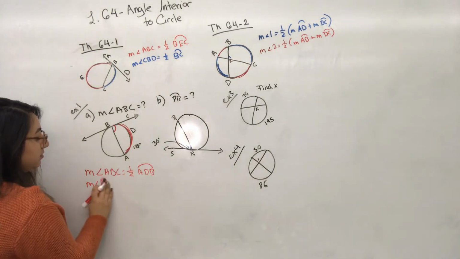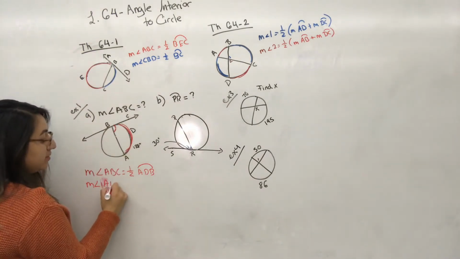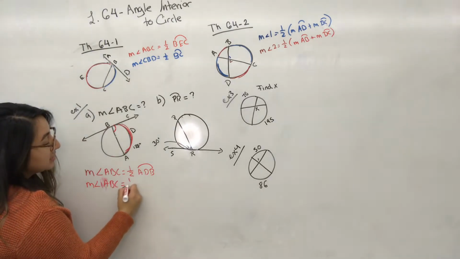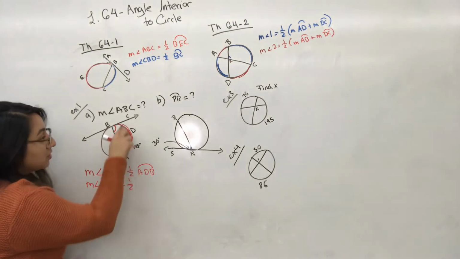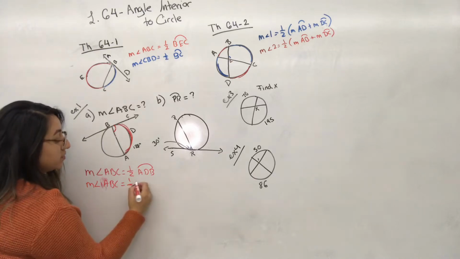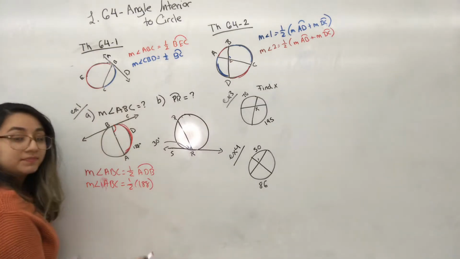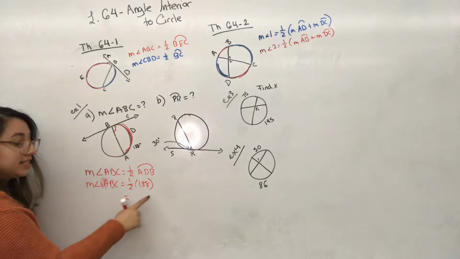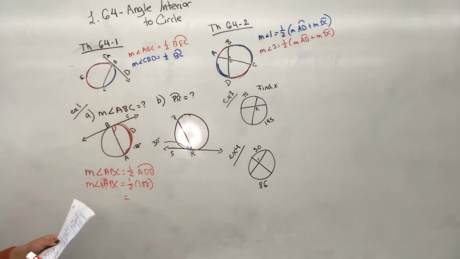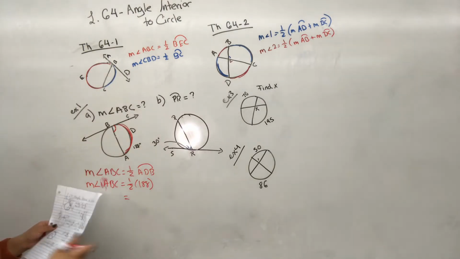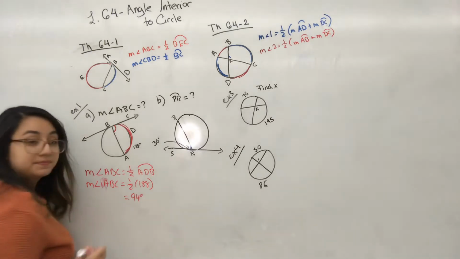Here, we don't have anything for ABC. That's actually what we're looking for. This angle here, we don't have any number there. It's half the size of the arc. If you look closely, this arc is equal to 188. So to find this angle, it's half the size. If you divide 188 by 2 or multiply it by 1/2, you get 94 degrees.